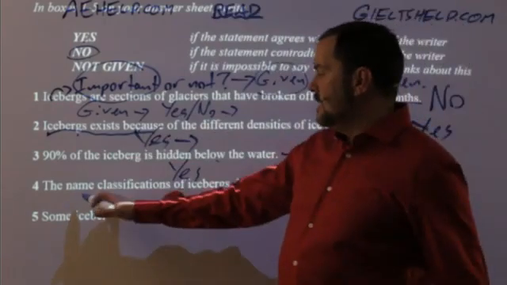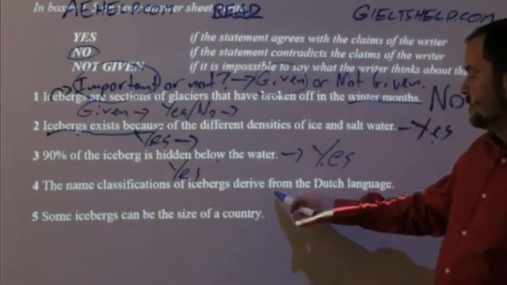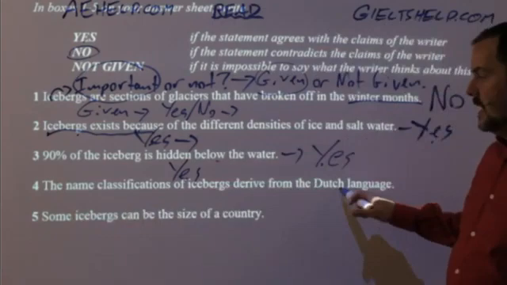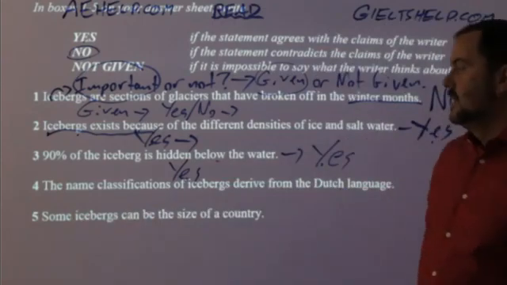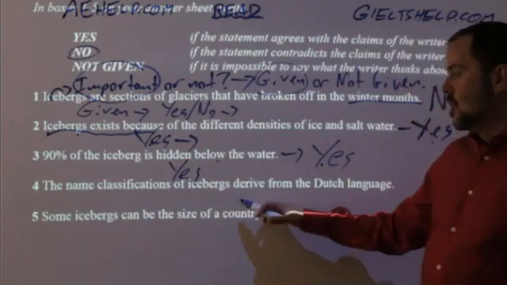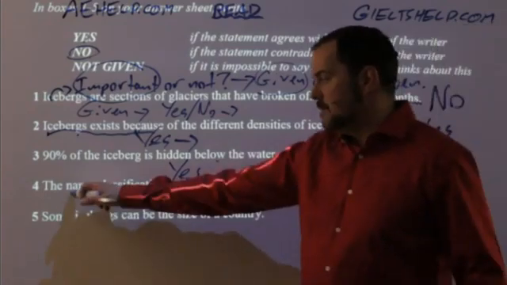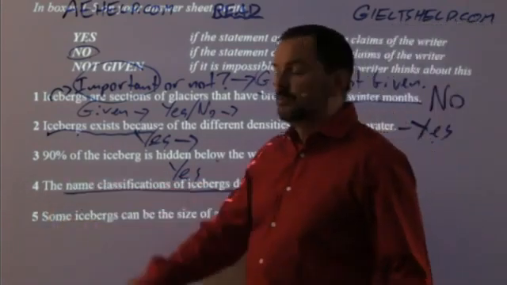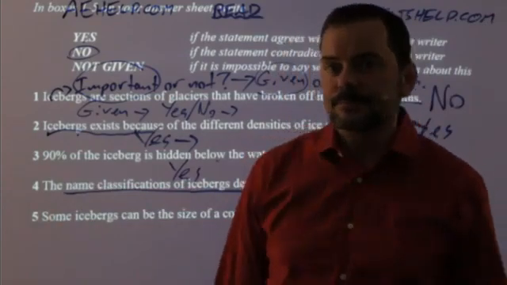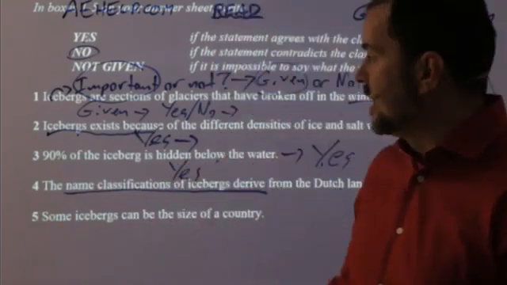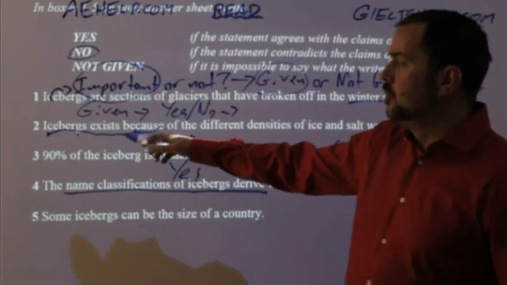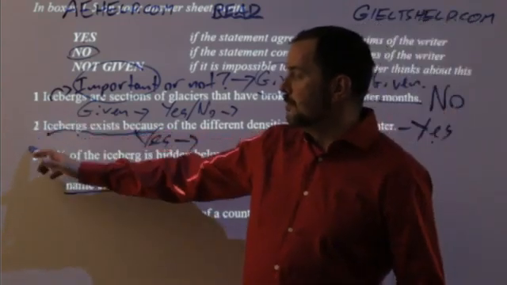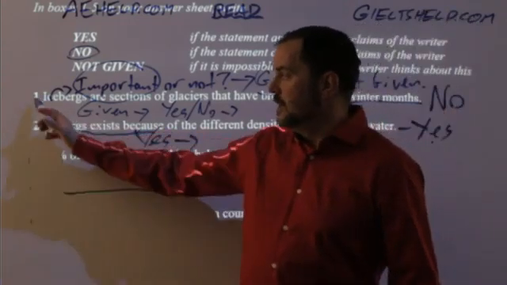All right, the name classifications of icebergs derive from the Dutch language. Is it important to know what the name classifications of icebergs come from? Is this important to know? What's the answer to that? So getting a little bit trickier. You should know that these questions become more and more difficult as you move down.